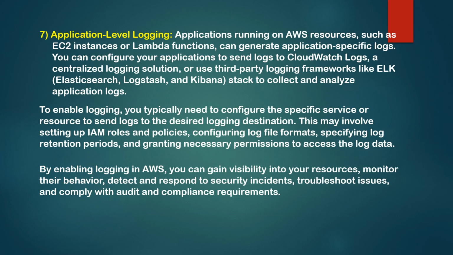Number 7. Application level logging. Applications running on AWS resources such as EC2 instances or Lambda functions can generate application specific logs. You can configure your applications to send logs to CloudWatch Logs, a centralized logging solution, or use third-party logging frameworks like the ELK stack, Elasticsearch, Logstash, and Kibana, to collect and analyze application logs.